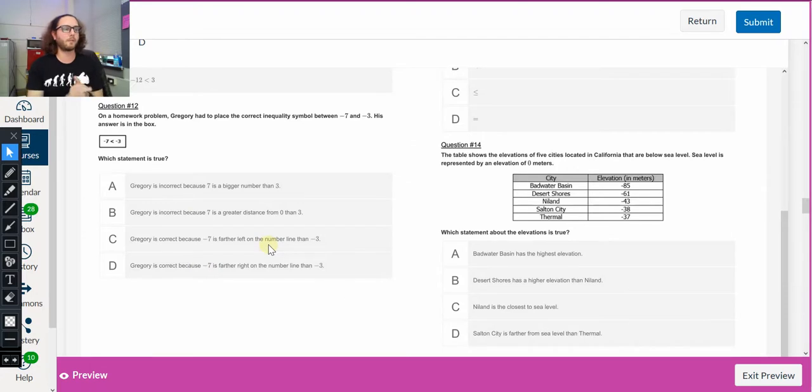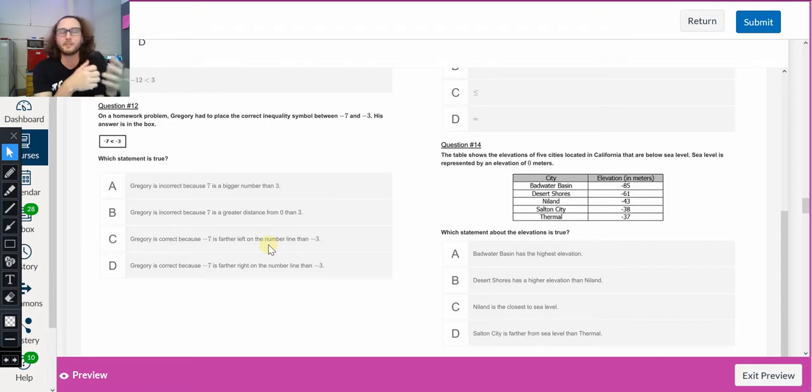For number 12, this one, once again, he was asked to compare negative 7 and negative 3. And he has it set up as negative 7 is less than negative 3. And which statement about this is true?